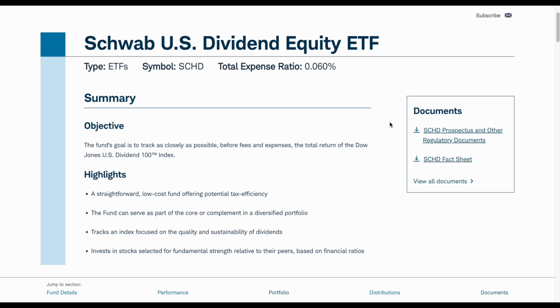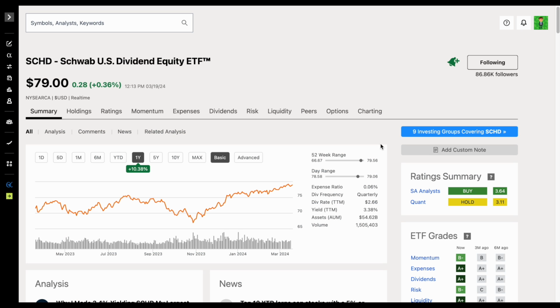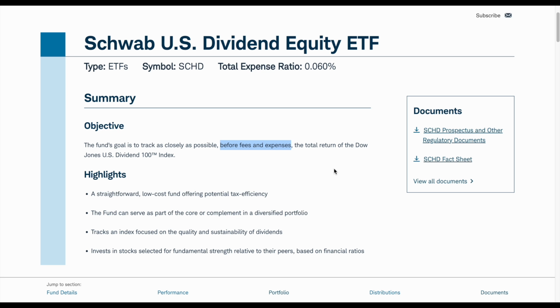Now, before you ever invest in any fund, you need to understand the fund's objective. And in the case of SCHD, the fund's goal is to track as closely as possible, before fees and expenses, the total return of the Dow Jones US Dividend 100 Index. Now, one of the keys for a lot of funds is before fees and expenses, but in the case of SCHD, they have a very low expense ratio sitting at 0.06%. So essentially that means for every $10,000 invested, you only pay $6 in fees, which is a pretty nice low expense ratio.